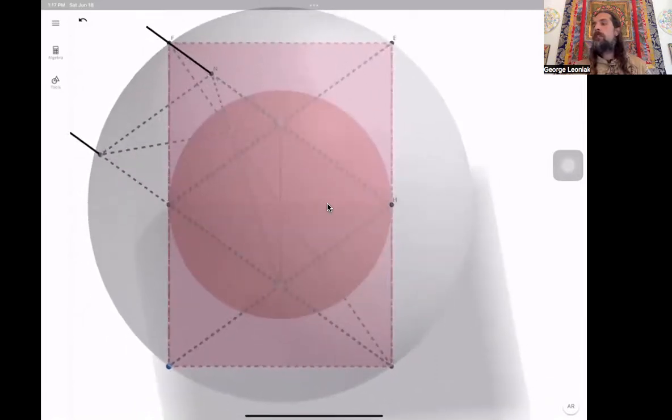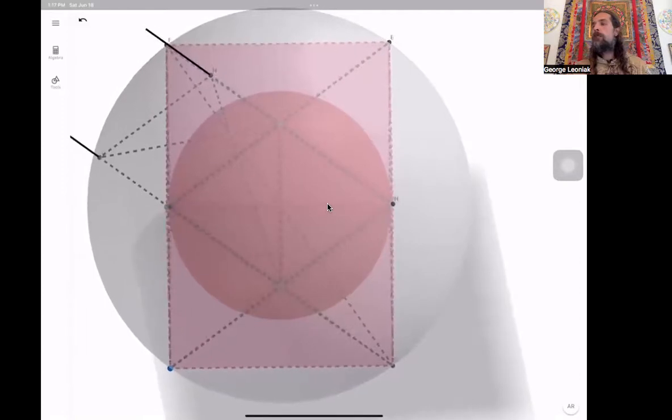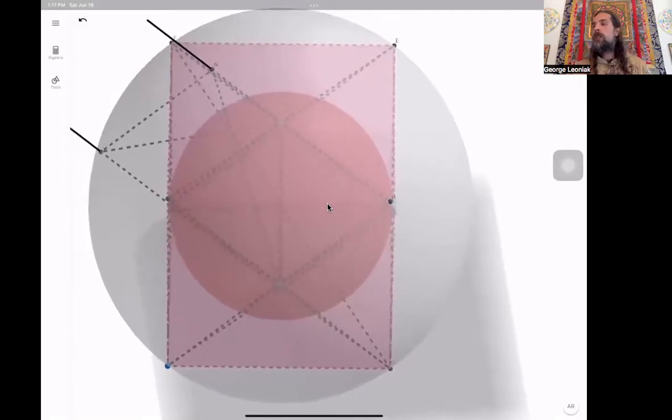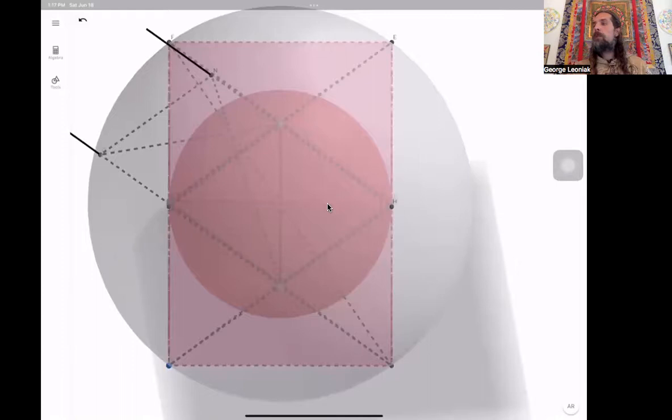There's a cube on the edge. We could probably figure out how to draw this from this perspective. And you see where the point is poking through there. That's actually very interesting. It's poking through right there on the surface of the sphere.